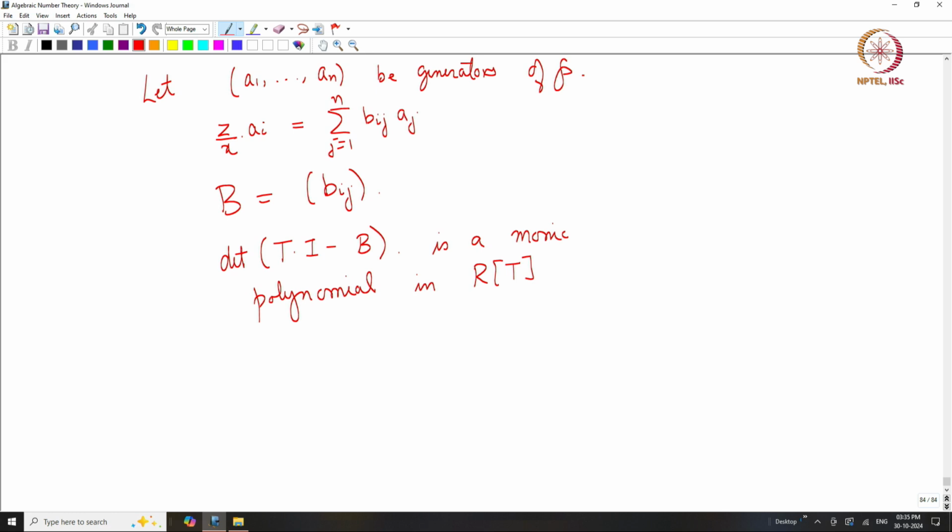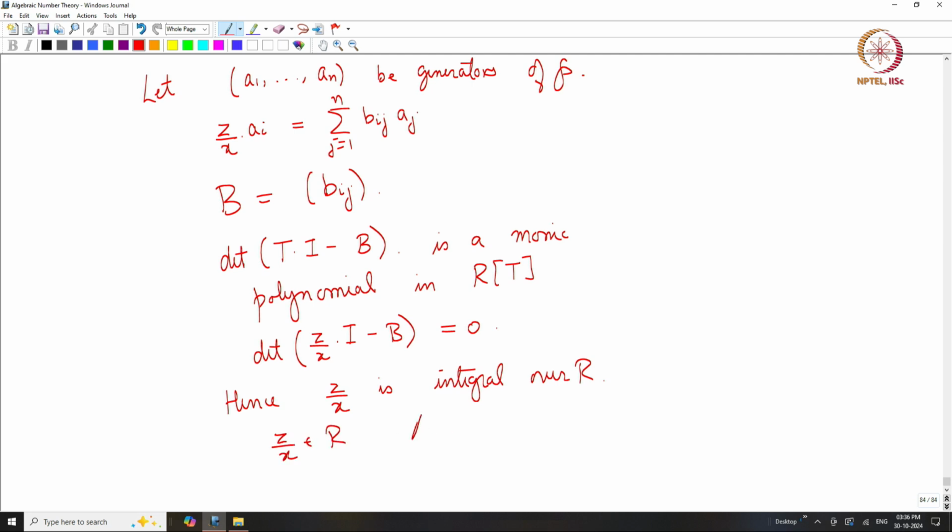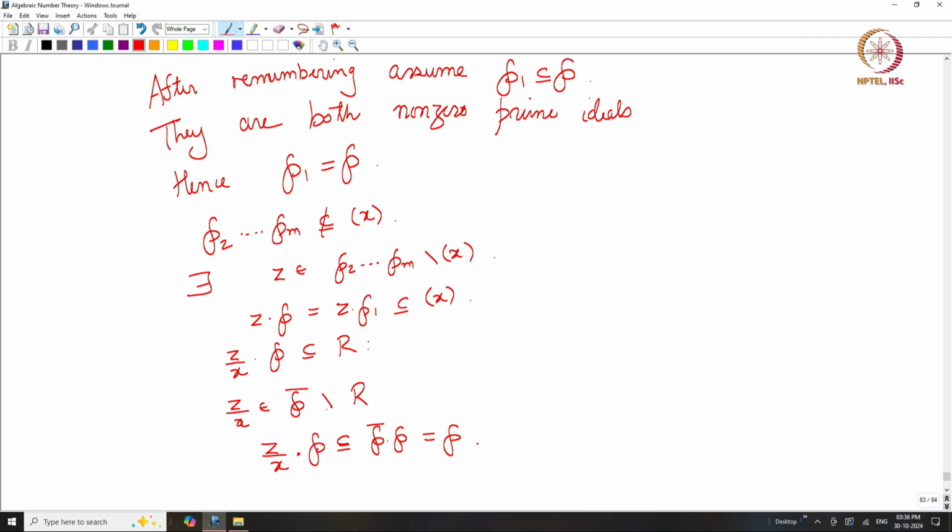And what happens is, if I put z by x instead of t, then I get 0. Right. So, hence z by x is integral over R, which means that z by x is in R. This is a contradiction, because we constructed z by x to be not in R, right. We constructed it this way.